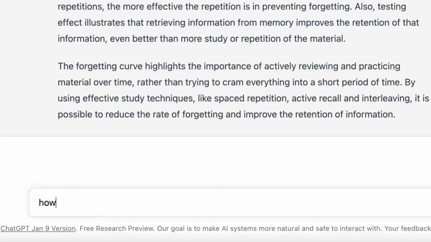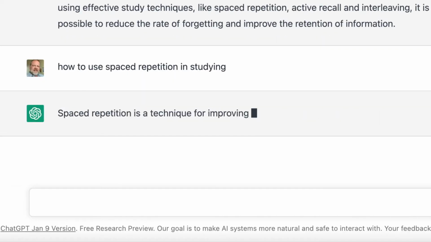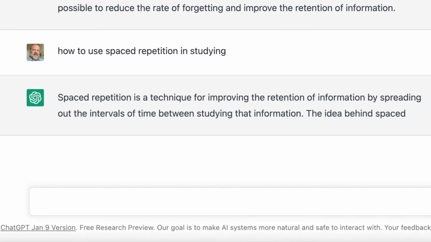I want to ask you today, ChatGPT, artificial intelligence, my question. And here is my question: how to use spaced repetition when studying. And look at that. Okay, all right. Here we go.